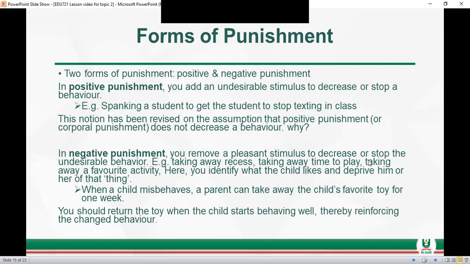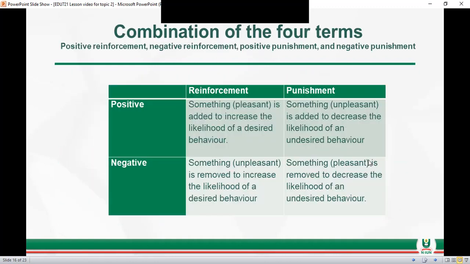Now let's combine these 4 terms. Let's combine them together and see on this table. All we have been talking about, the positive reinforcement, negative reinforcement, positive punishment, negative punishment, are all encased in this table here. So take your time to really look at it. You have positive reinforcement: something pleasant is added to increase the likelihood of the desired behavior. Take your time and look at it. All we have been describing is summarized in this table.